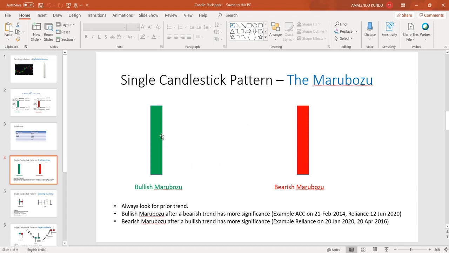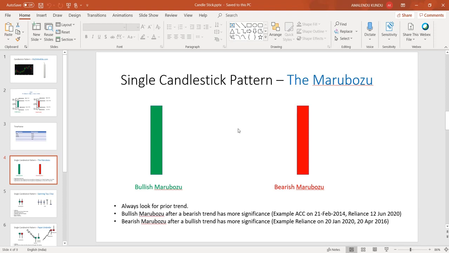Okay, so as you can see here, it's a long body, but there is no upper shadow or lower shadow. Sometimes it may happen that there is very little shadow. Remember, it's very little that you need to adjust. So very little shadow may appear, but that also can be considered as a Marubozu. So what does a Marubozu say?